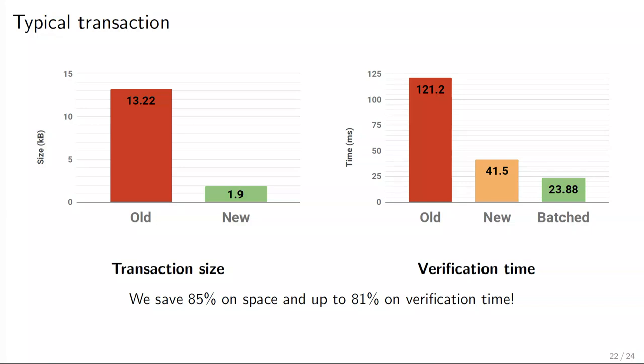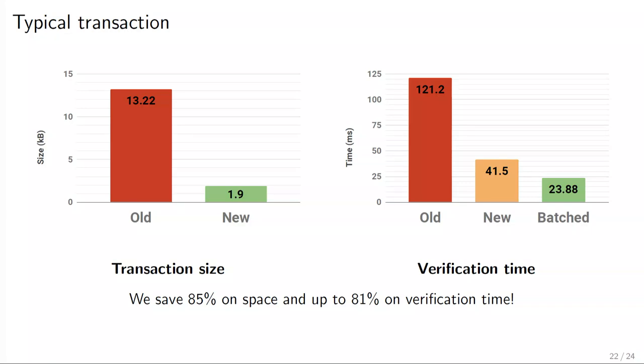And in terms of verification time, if we do this batched verification, which we absolutely can do, we end up dropping the verification time from about 121 milliseconds per transaction all the way down to about 23. And that's another 81% savings on verification time. So these all look fantastic. I love graphs that go down like that.